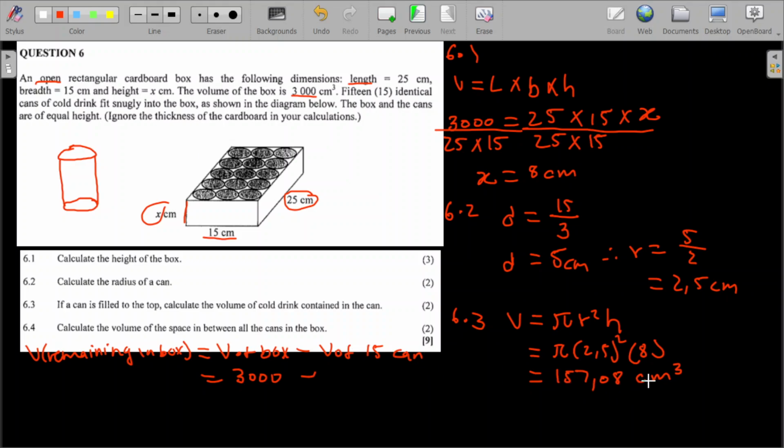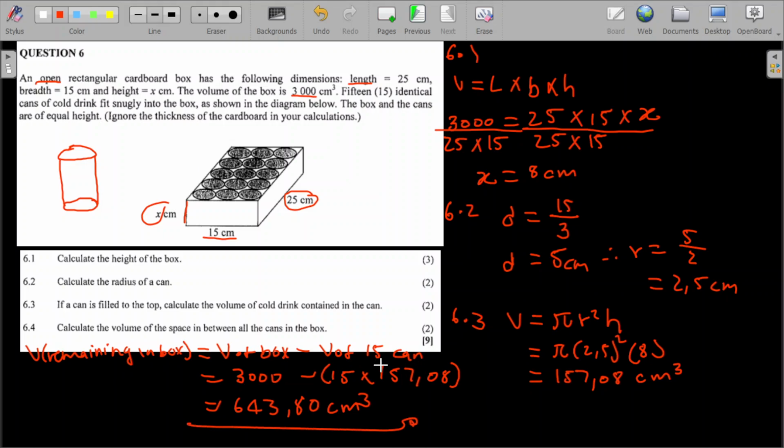And we subtract the volume of the 15 cans. This is the volume of each can, and we have 15 of them, so it is 15 times 157,08. If you punch it into the calculator, the answer we get is 643,80 centimeters cubed. So this is the remaining volume if we subtract every can inside that box.